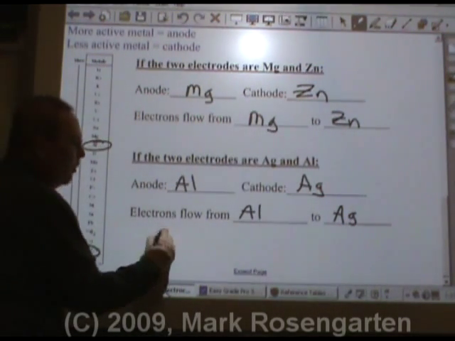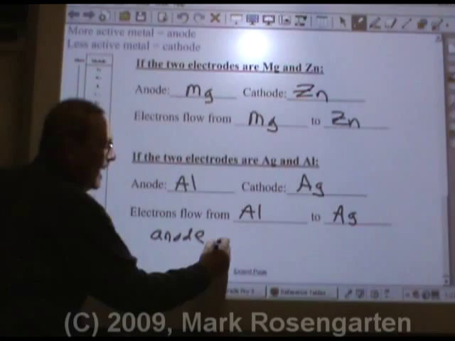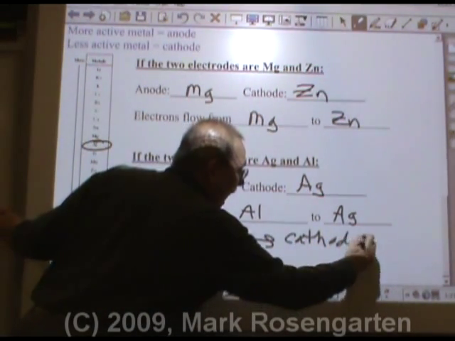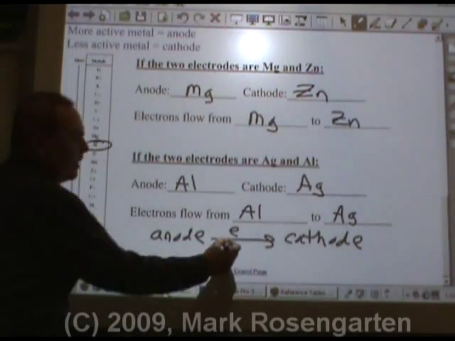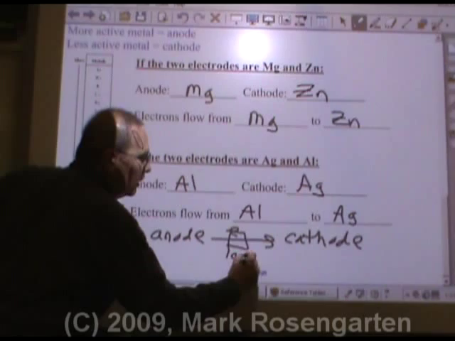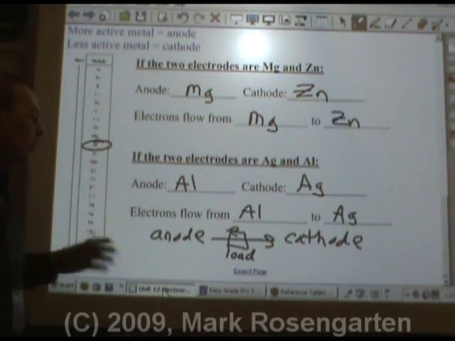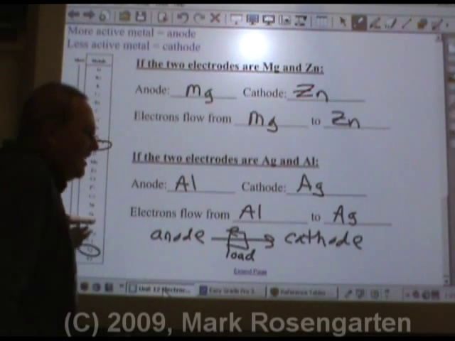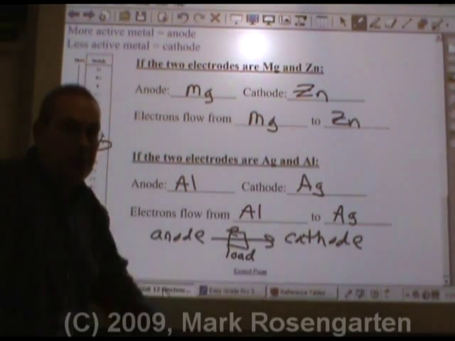So electrons always flow from the anode to the cathode, and while they're going from one to the other, they power an electric device called a load. And the load, or electric device, is designed for electrons to pass in only one direction through it.